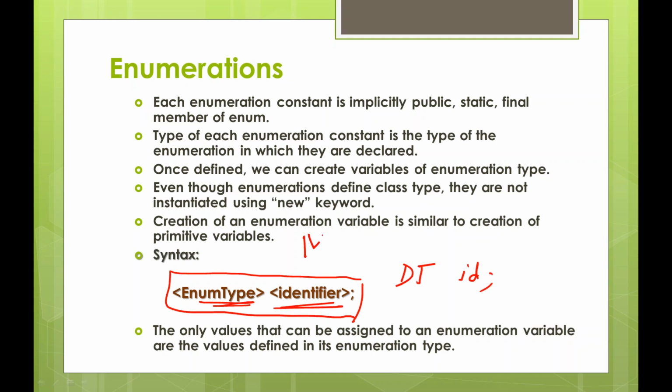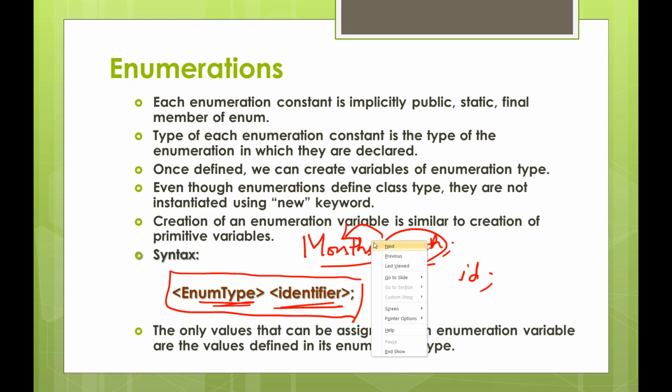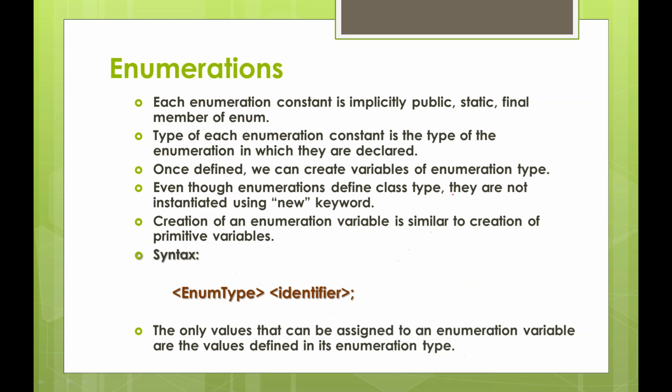So, for example, as I mentioned, this is a variable of type enumeration type months. We will see what things we can achieve with enumeration. When I create a variable of a particular enumeration type, the values that we can assign to that variable will be the constants that you define within a particular enumeration, that is months.